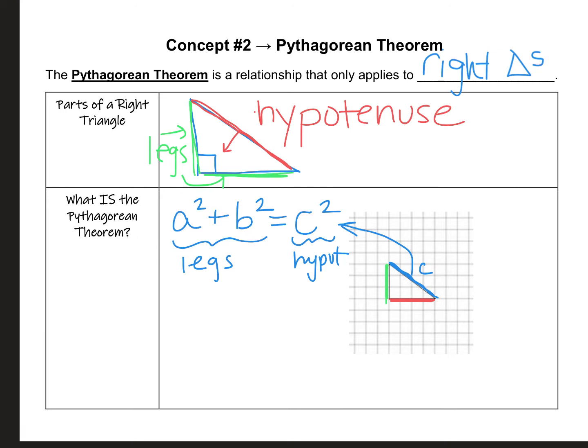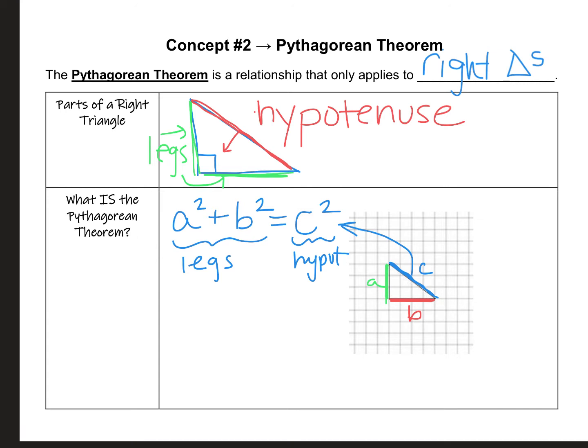So you could call one of them a and one of them b. Someone else could reverse that, and it would give you the same answer because we're just adding, and that's the commutative property, that you can add in either order. So I'm just going to go ahead and label this one as a, and this one is b, but just know that that's interchangeable. It does not matter which leg you say is which one.